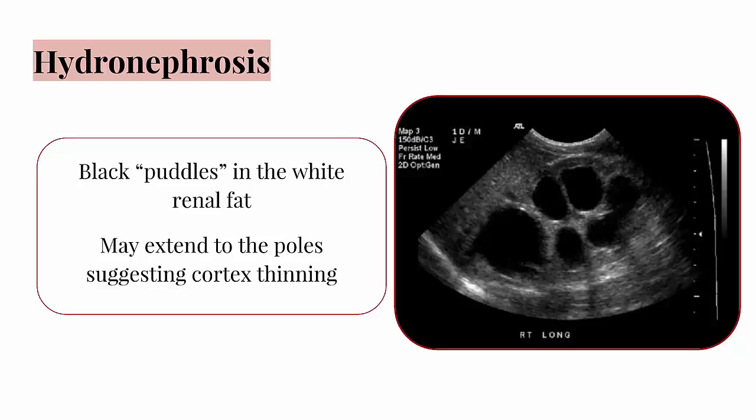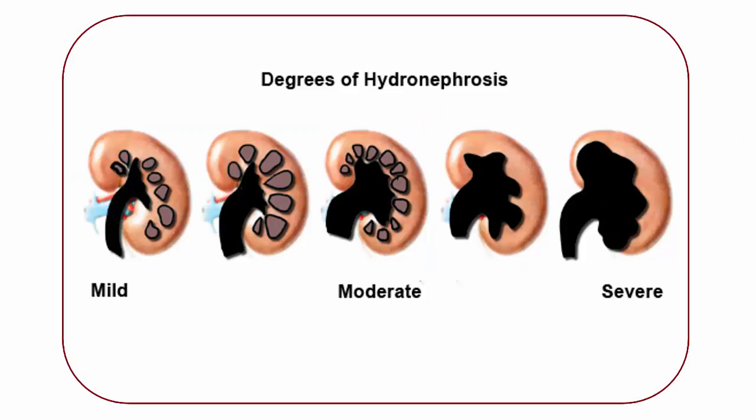This renal image demonstrates mild to moderate hydronephrosis, and you can see that here as these sort of black puddles in the kidney itself. This is all evidence of hydronephrosis. There are degrees of hydronephrosis, though absolute grading is less important in the emergency department. It is more important to recognize mild versus severe.